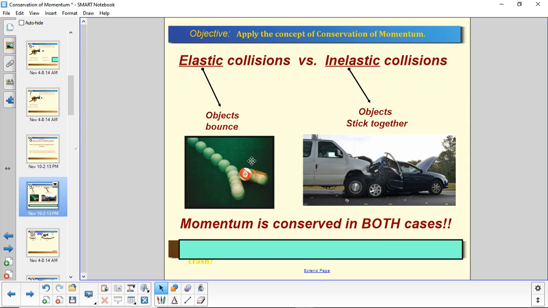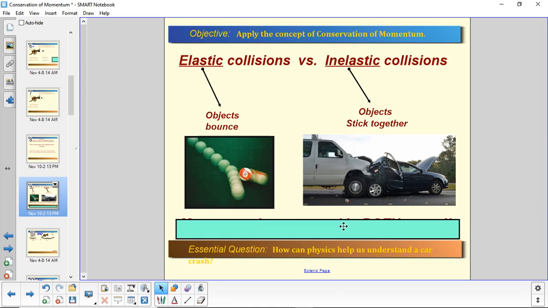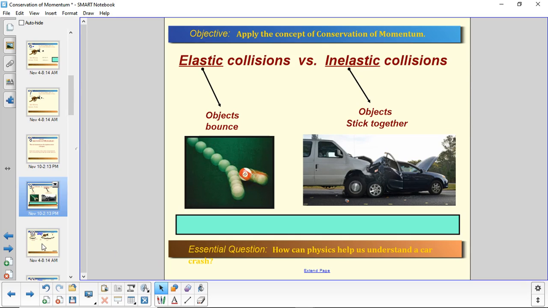Now, today we're going to look at elastic collisions, and next time we'll look at inelastic collisions. Today we'll look at what happens when things stick. But I want you to remember this. Momentum is always, always, always conserved in all collisions. That's the way our universe works. Doesn't matter if they bounce or if they stick.